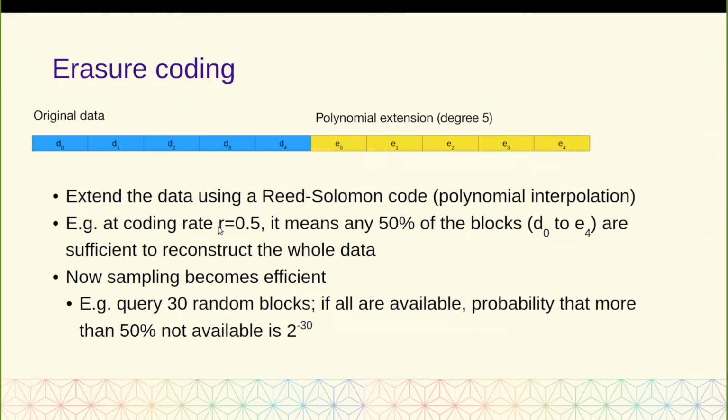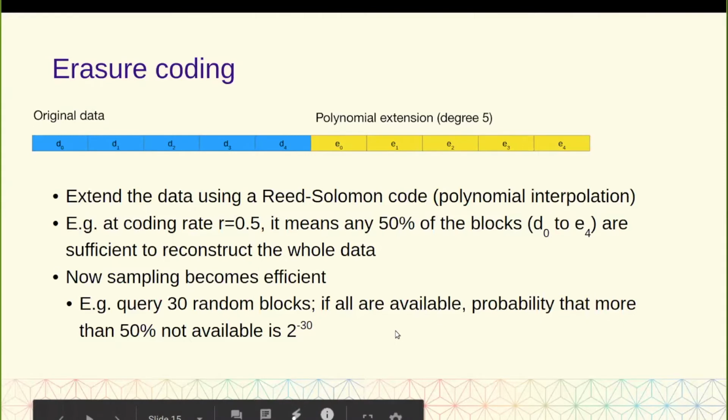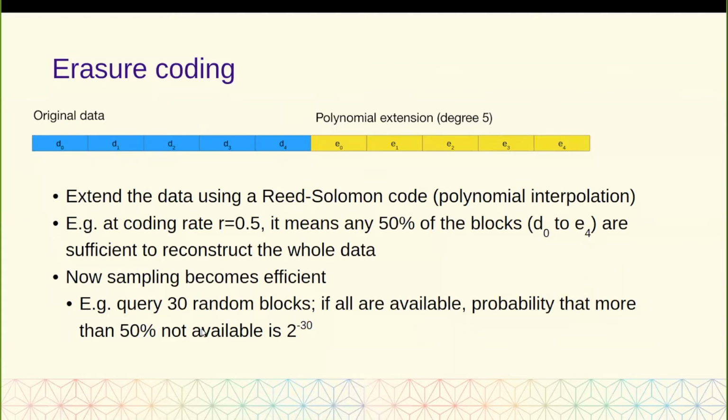The so-called coding rate is basically the proportion of the encoding which is data. So if it's 0.5, that means 50% of the blocks would be sufficient to reconstruct the whole data, because a polynomial of degree n can always be reconstructed with n plus 1 points. And the nice thing about this is that once you do this, the sampling becomes efficient, because the number of samples you need to take is just a function of how sure you want to be that the data is available.